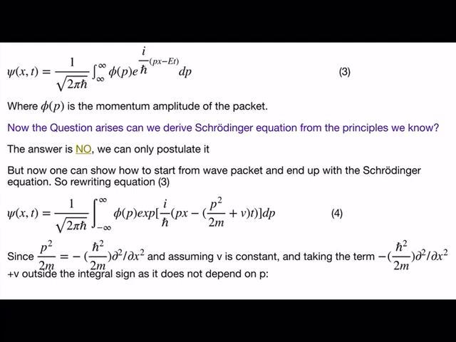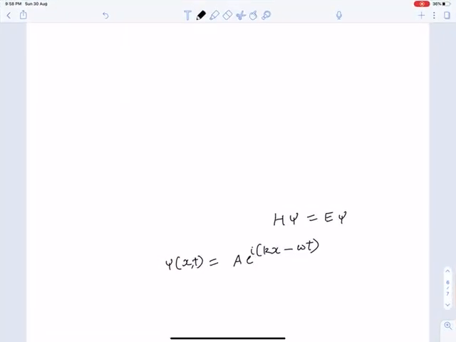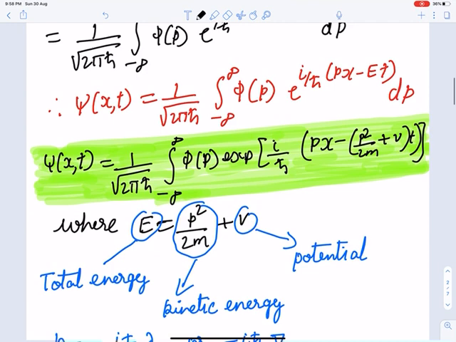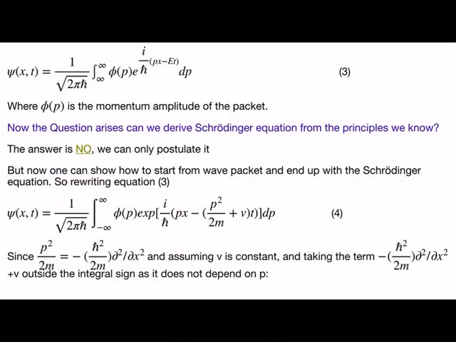this equation number 4. Equation number 4 is nothing but equation number 3 rewritten, from where we have seen E is equal to P square by 2m plus V. I can show you this. Yeah, here you can see I have highlighted it in green, where E is equal to P square by 2m plus V is your total energy, P square by 2m is the kinetic energy, and V is your potential. Okay, so equation number 4 is from this.